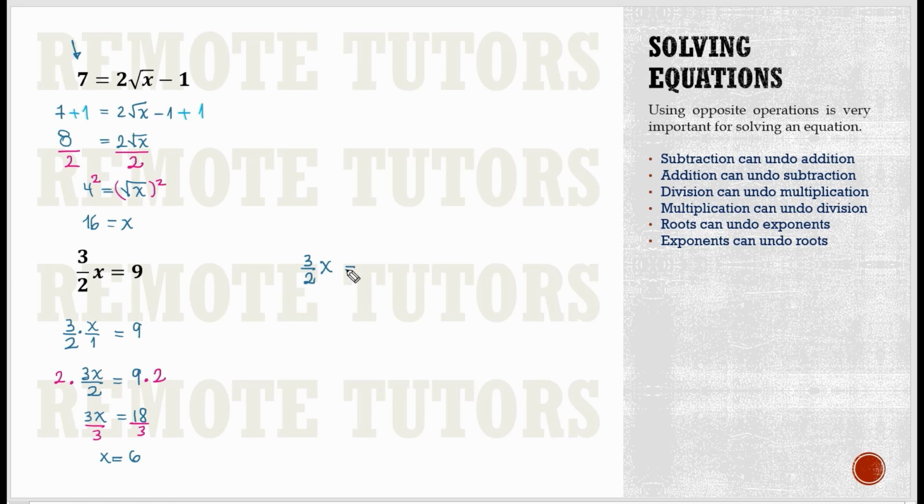Another way to solve this exercise could be to multiply both sides by the inverse of 3 halves. I want to remove 3 halves, so I multiply by the inverse, which is 2 over 3. We will multiply both sides of the equation by 2 over 3, so we get rid of the fraction, and finally x is 18 divided by 3, and that gives 6.